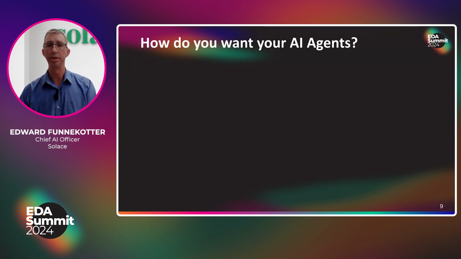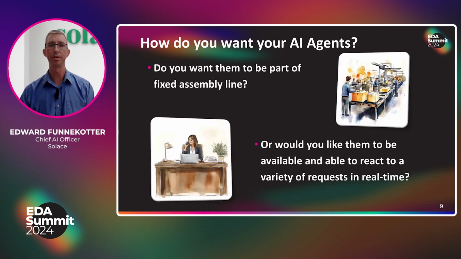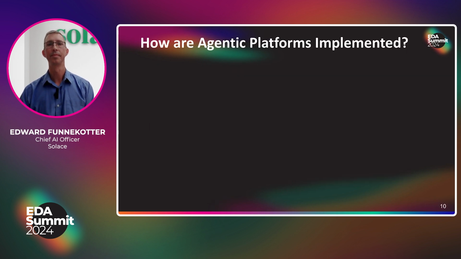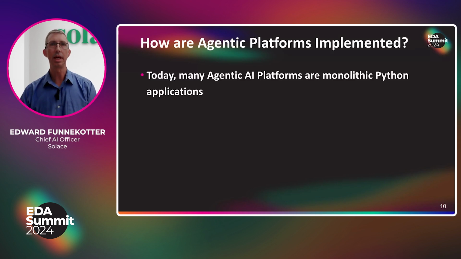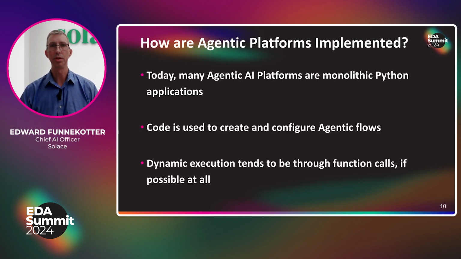How do you want your agents to behave? Should they just be part of a fixed assembly line? Or would you like them to be available to respond to whatever event comes in real time? So how do you build these agentic platforms? Well, today, most of these platforms are monolithic Python applications. Code is used to create and configure agentic flows. Dynamic execution is through function calls, if it's possible at all.